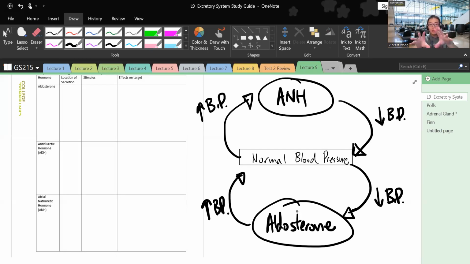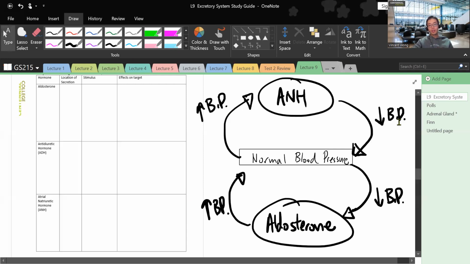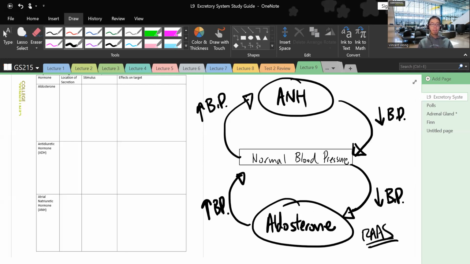I need you to understand this theme because there are other things in the body that do this, and we'll learn about them. Like insulin and glucagon, you might have heard of them. They maintain normal blood sugar level. So this will be applied to future lessons as well. Aldosterone is activated by the RAS system, right?